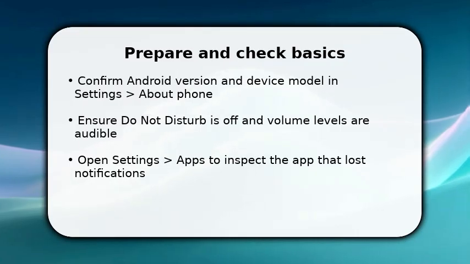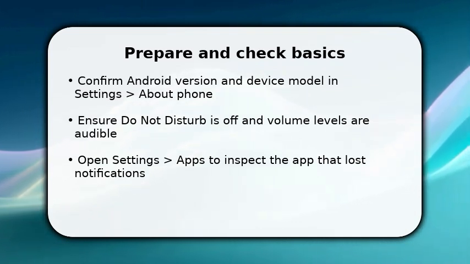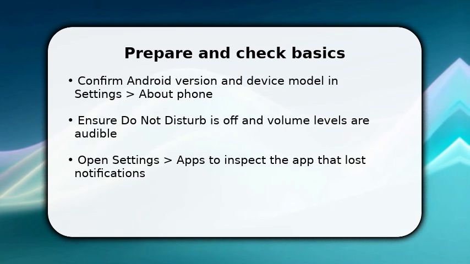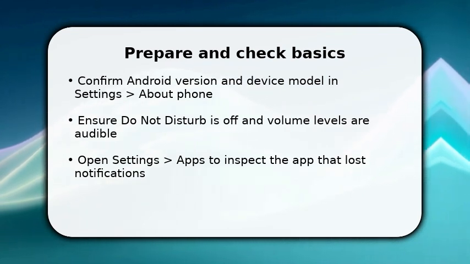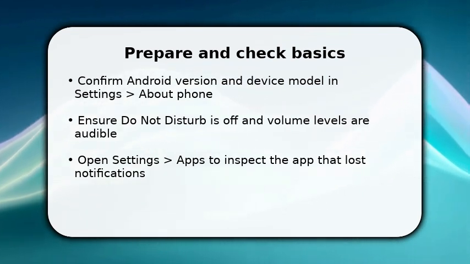You start by confirming the essentials. Check Android version and model so you know which menus to use. Once done, make sure Do Not Disturb is off and notification volume is up. Muted sound is often the culprit.